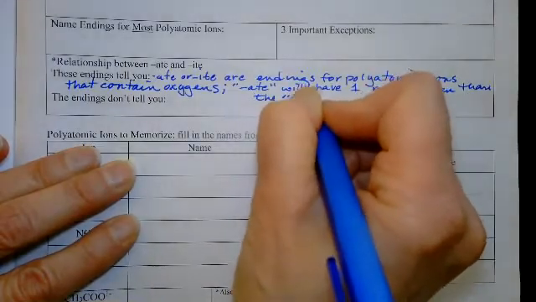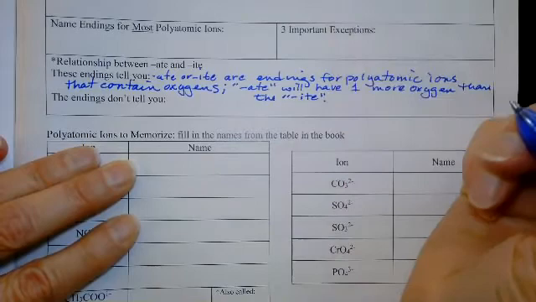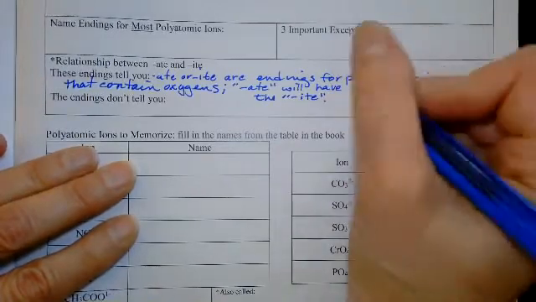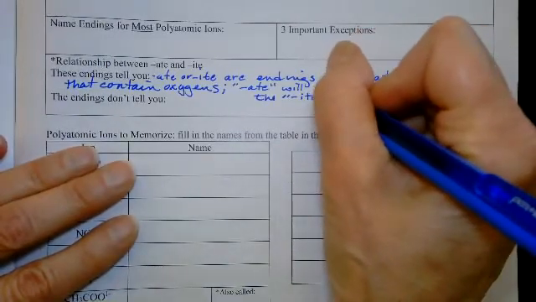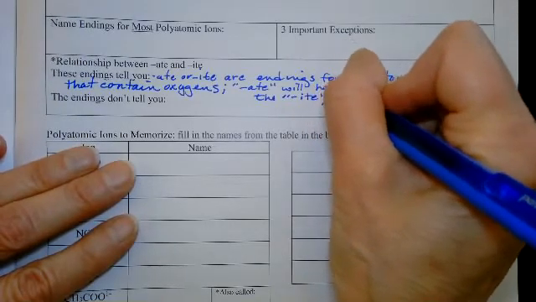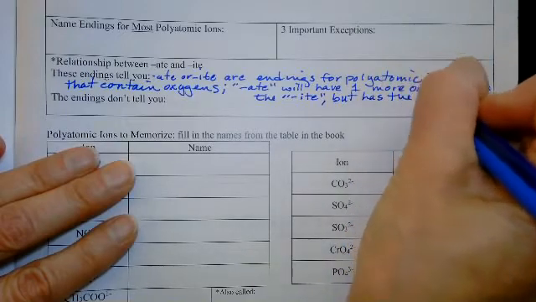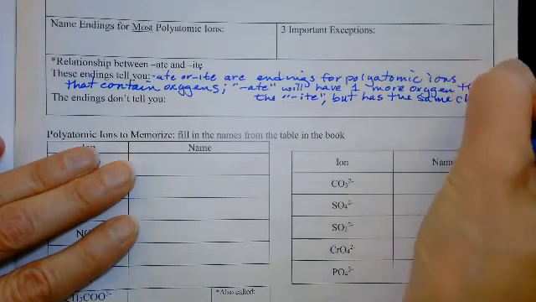Something else to know is that the ate and ite for a particular set of polyatomic ions will have the same charge.